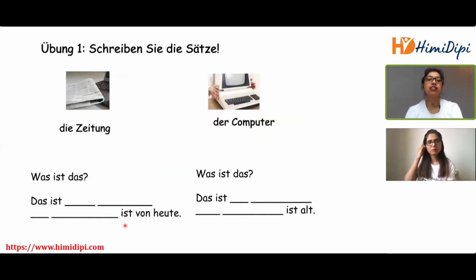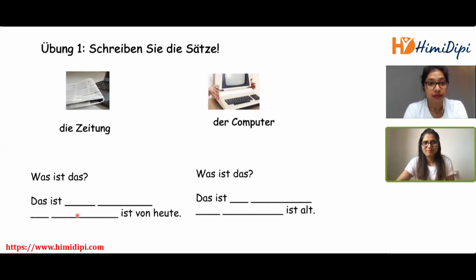Ja, das ist die Zeit für eine Übung. This is a time for an exercise, und das ist Übung 1, Exercise 1. Schreiben Sie die Sätze. Write the sentences. Okay, so just like we saw the examples which we did together, you are supposed to also describe the objects in the picture with two sentences. One would be using the indefinite article, and the other one should have a definite article.